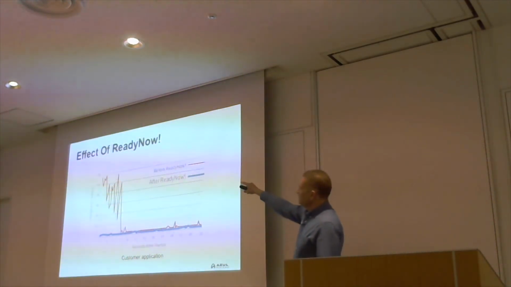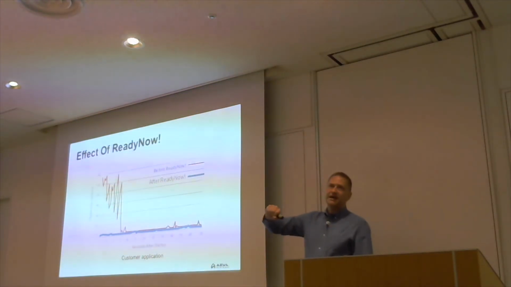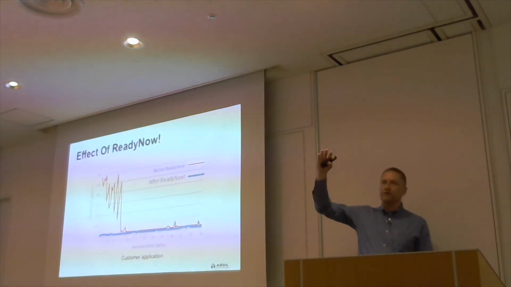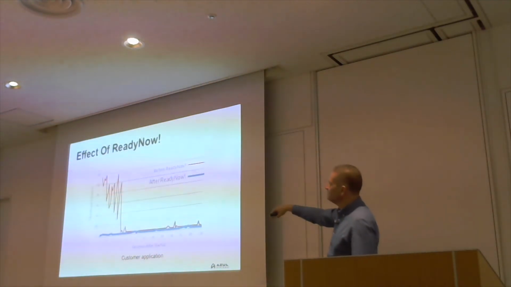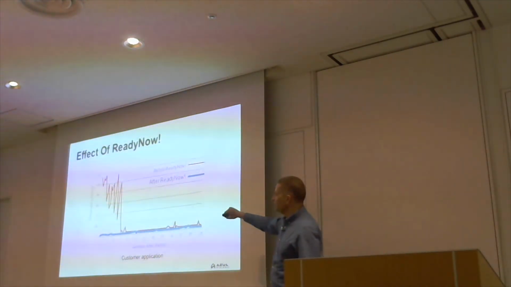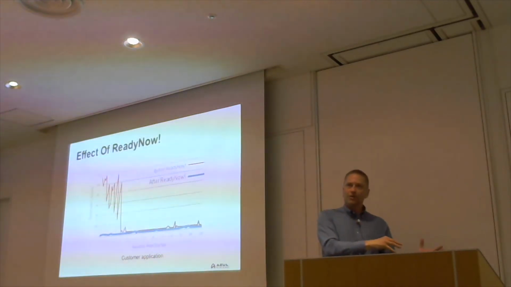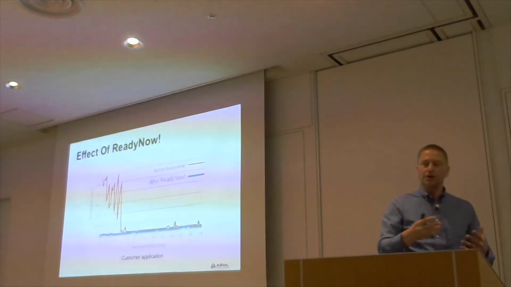The orange line is what you typically see without Ready Now, so you can see the up and down where it's compiling, optimizing, de-optimizing, and then getting to a steady state. The blue one is where we're using Ready Now, loading all the information, compile the code, and off you go.